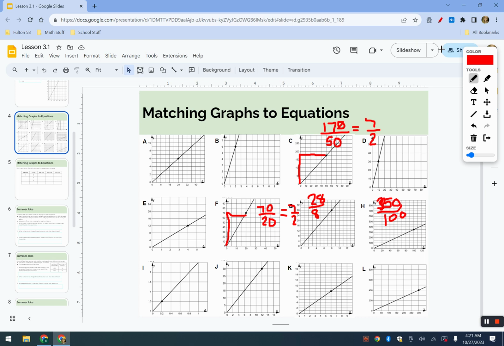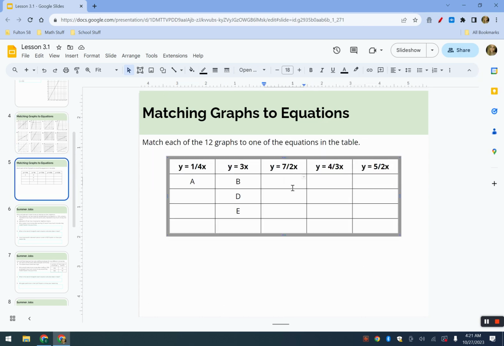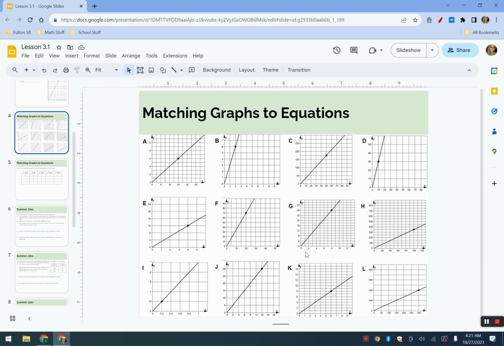All right, let's go ahead and put those in our table. C, F, G, and H. Okay, now we just have 4 more we need to fill in. Let's look at the ones that are 4/3. So it's actually going to be K and L.